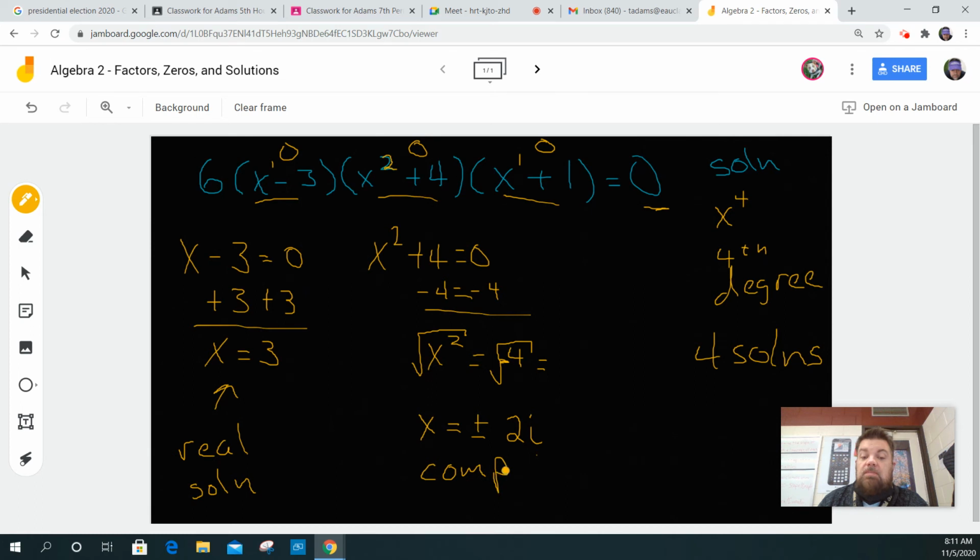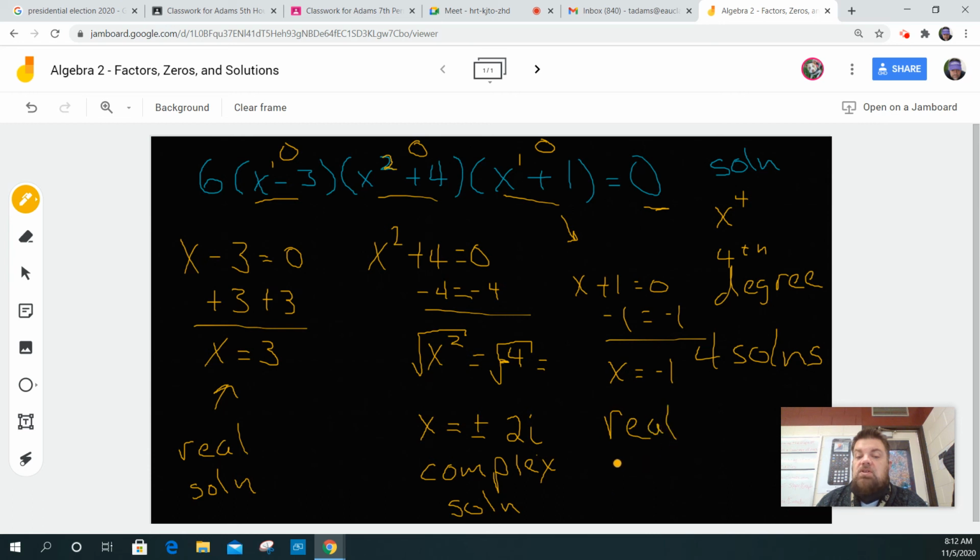And there's 2 of them, right? There's the positive 2i and the negative 2i. And then lastly, we're going to do this one here where we say x plus 1 is equal to 0. And so we subtract 1 from both sides, and I get x equals negative 1. That is a real solution.